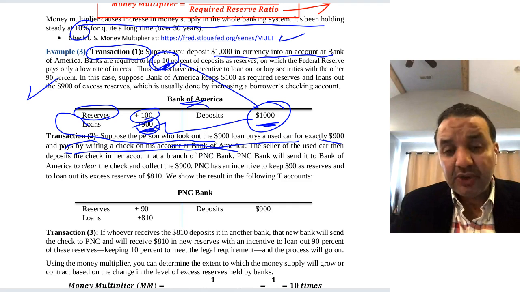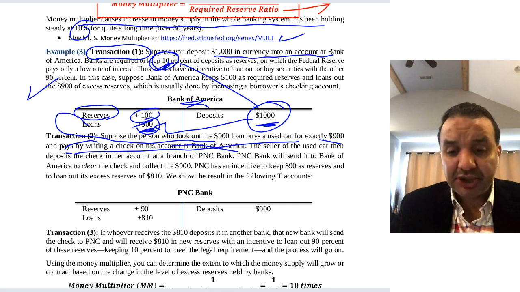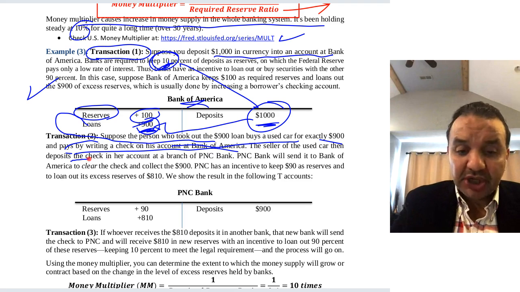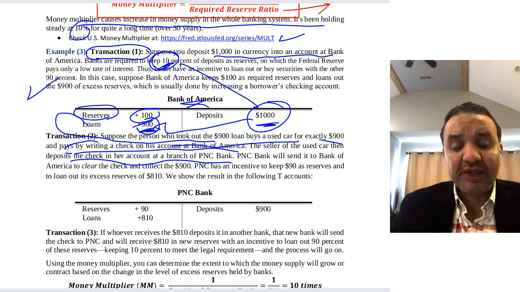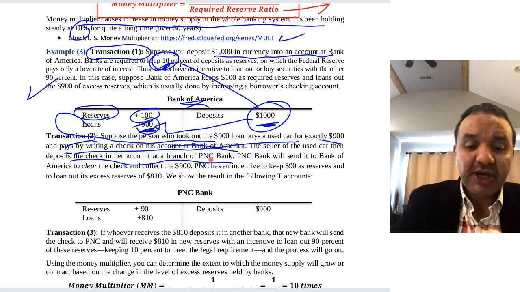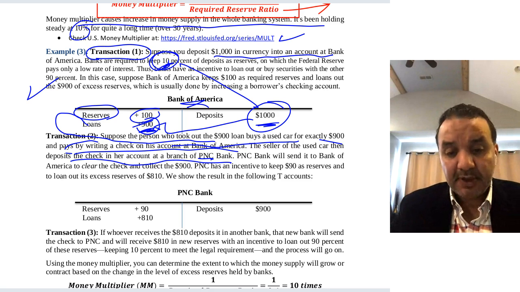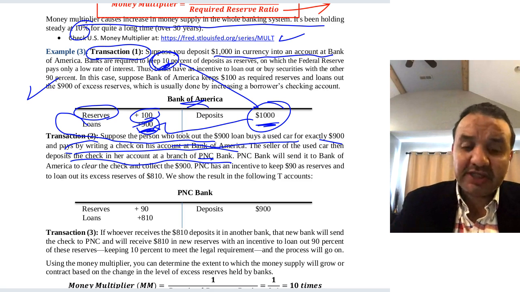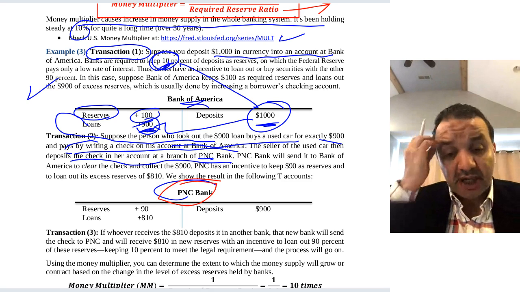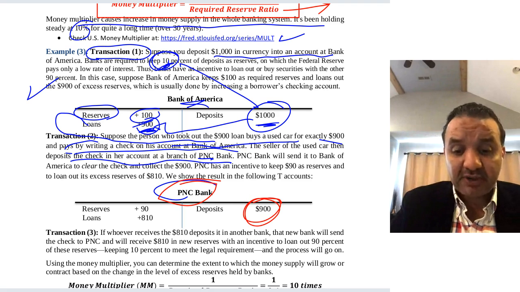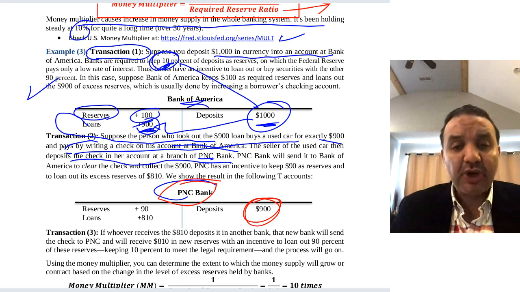The seller of the used car, who receives this $900 check, will deposit the check in her bank account at PNC Bank. This will be the second transaction. Now let's focus on the balance sheet of PNC Bank. PNC Bank now receives a deposit of 900. Again, the process will repeat itself.